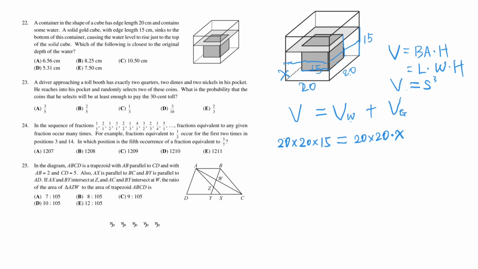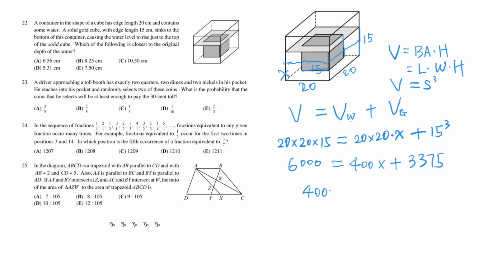When we put in the solid gold cube, the water level rises, so we need to add it. The water itself does not change. The volume is still 20 times 20 times x, plus the solid gold cube volume. The cube volume is 15 cubed. So 6,000 equals 400x plus 3,375. That's 15 cubed.